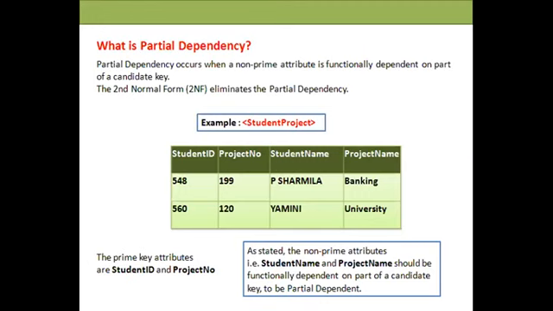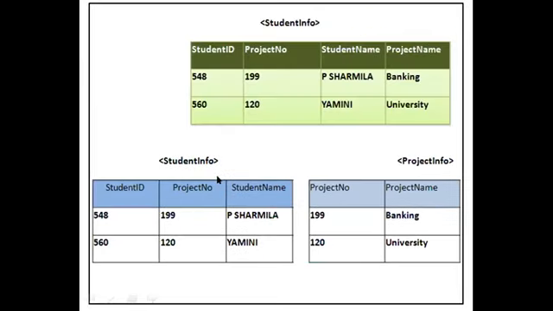That is a prime key attribute. Here there are two keys, that is student ID and project number. To avoid this kind of situation, what you have to do is divide it into more than one table, our larger schema into smaller multiple schemas. So obviously that is decomposition. Now decompose this table into more than one table.